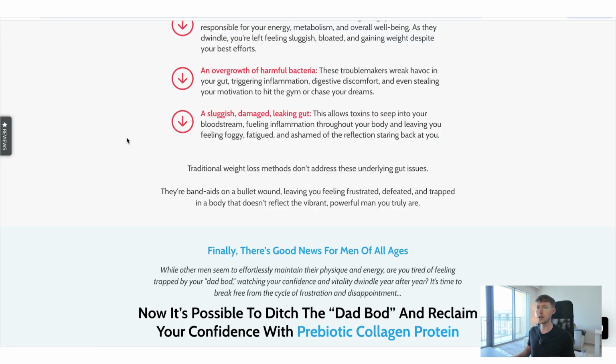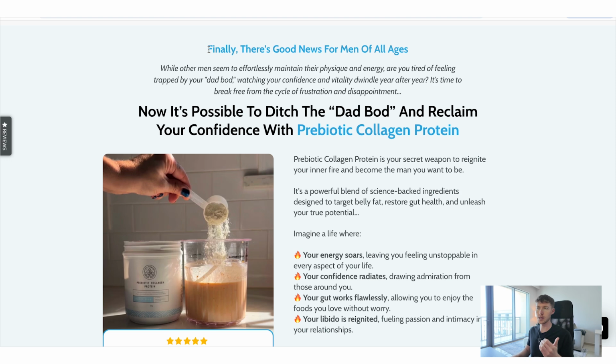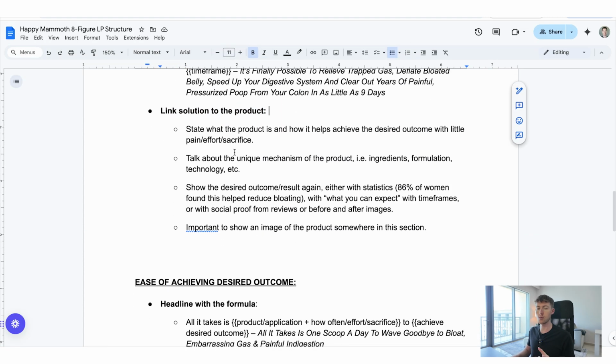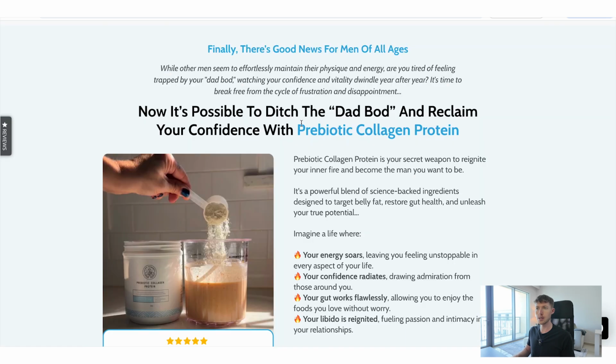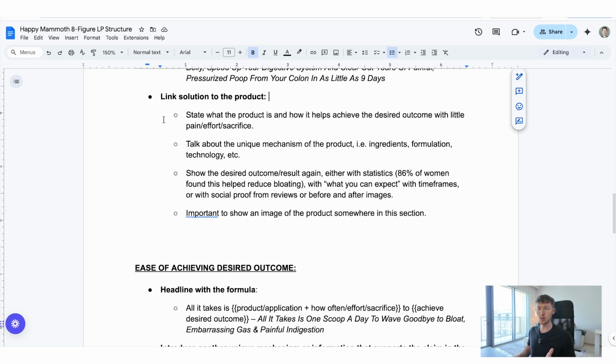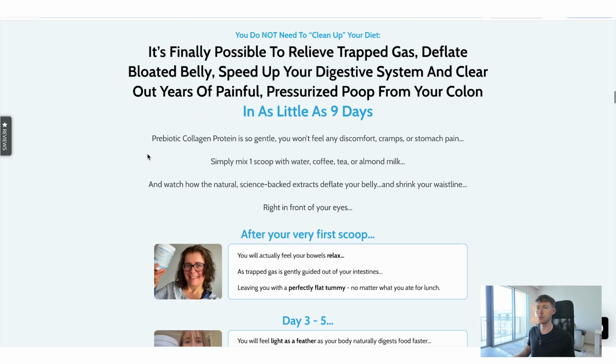One example we can see here: finally there's good news for men of all ages. They split this into multiple headlines. Now it's possible to ditch the dad bod and reclaim your confidence with prebiotic collagen protein, okay? Just another example there. Then what we want to do is link the solution to the product, okay? So we've talked about the solution, now we link to the product. They've already linked it in the headline in this example, but really the structure that I've seen repeat multiple times with Happy Mammoth is we state what the product is and how it helps achieve the desired outcome with little pain, effort, or sacrifice. Okay, so we show this here.